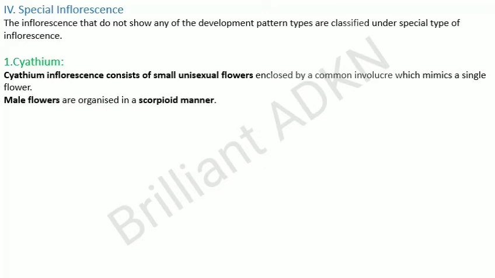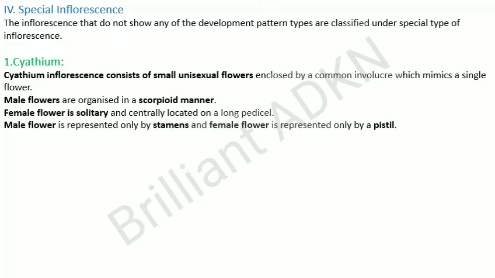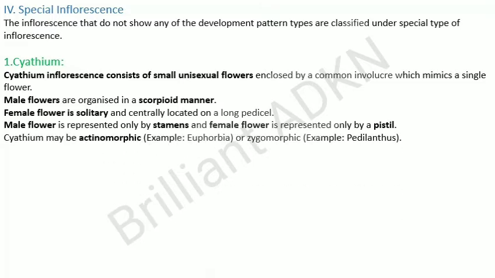Next, male flowers are organized in a scorpioid manner. Female flower is solitary, that is single, and centrally located on a long pedicel. Male flowers are represented only by stamens and female flowers are represented only by a pistil. Cyathium may be actinomorphic, example Euphorbia, or zygomorphic, example Pedilanthus.